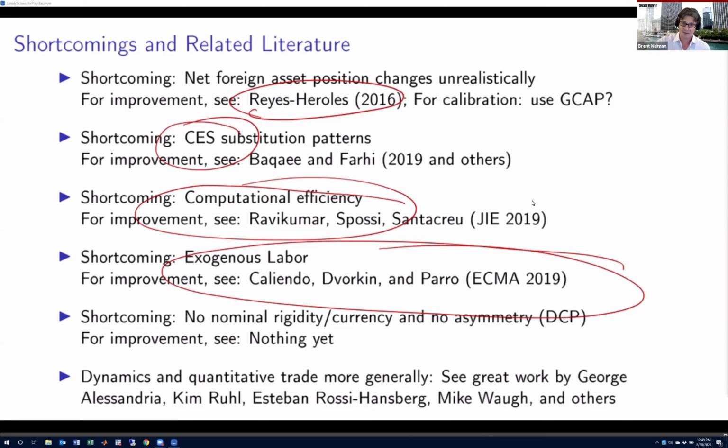Finally, I do want to note that even outside of this sort of mold of quantitative dynamic trade macro models, there's a lot of great related work. So if interested in this area, I would recommend reading the work by Alessandria and Ruhl, Rossi-Hansberg, Waugh, and their co-authors. I do think that this is an area in between fields where the possibilities of real improvement and gains in the next 5 years is quite high.